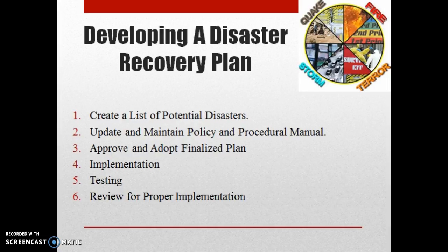Okay, the next step would be to update and maintain a current policy and procedural manual for all core functions in your department. So for HIM, it's important to know what the downtime process is for health information management. The next step would be to approve and adopt the finalized plan. Then from there, you'd implement the plan. Now, the key factor with the implementation process is you want to make sure that your staff is properly trained, which is then going to lead us to testing the plan. So you're going to review with the staff to ensure that the proper implementation took place. That would be probably the final step there.